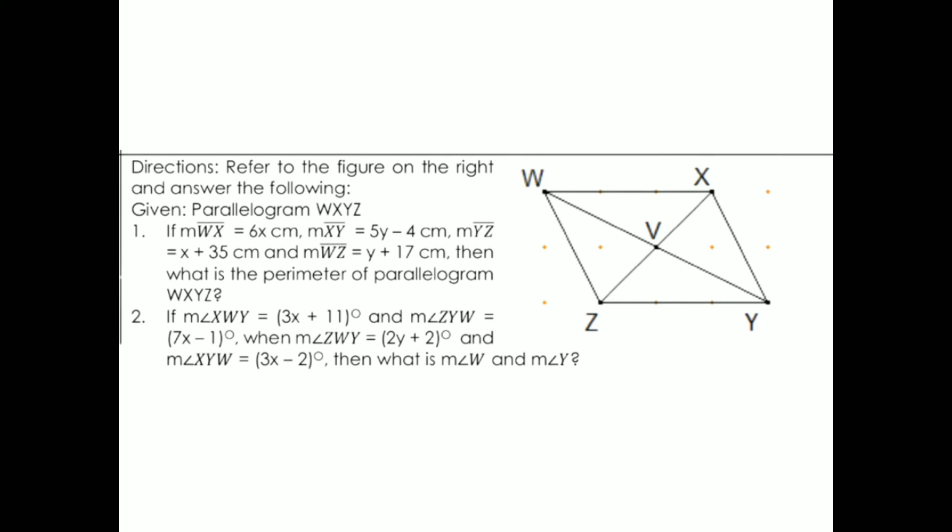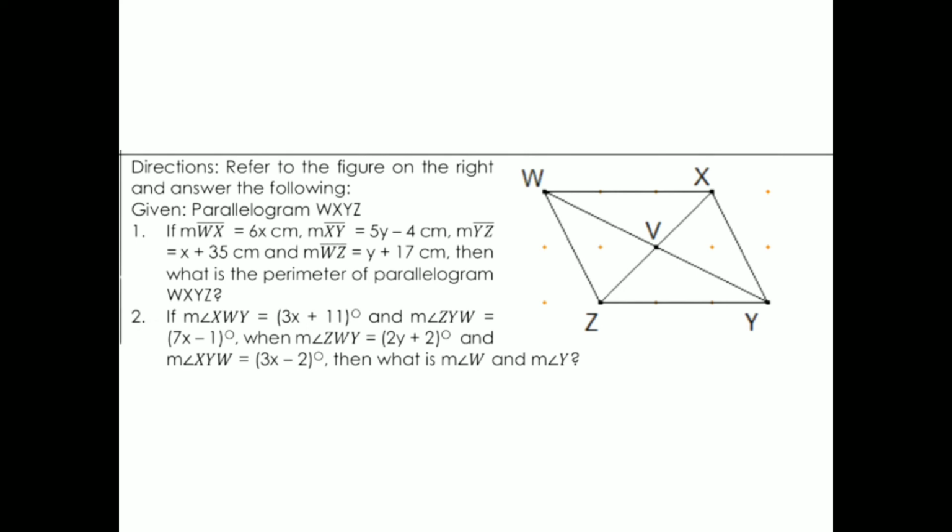Given parallelogram WXYZ, if side WX is equal to 6x and side XY is equal to 5y minus 4 centimeters, and side YZ is x plus 35 and WZ is equal to y plus 7 centimeters, then what is the perimeter of the parallelogram WXYZ?